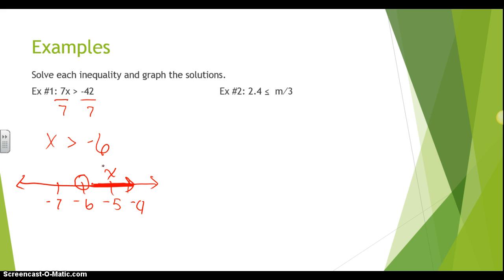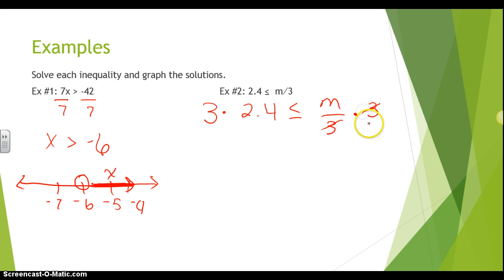Solving for the next example, we have 2.4 is less than or equal to m over 3. So I'll rewrite it so it looks more like a fraction: 2.4 is less than or equal to m over 3. So here we have m over 3. We need to get m by itself. So the opposite of dividing here is we're going to multiply. We're going to multiply the right side and the left side by 3.